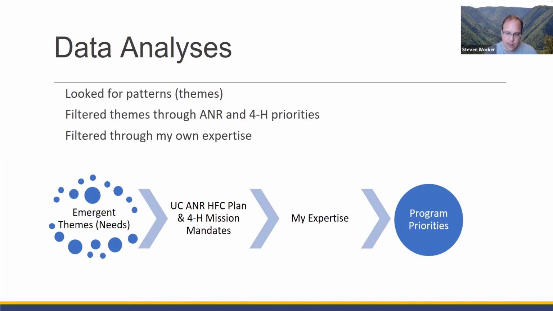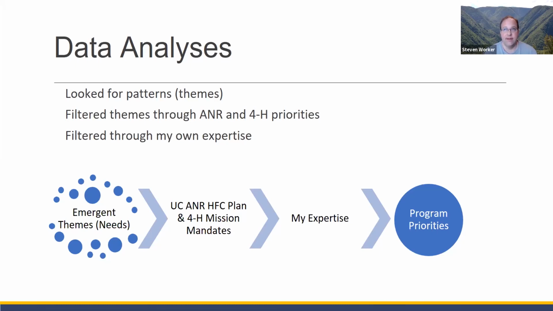After collecting and looking through the secondary data, the semi-structured interviews, looking for patterns in those interviews and what emerged as key items across interviews, and looking at participant observations, I identified emergent themes. So what were the needs for those different clientele groups? I then filtered that through our ANR Healthy Families and Communities plan, because there were some priorities outlined in that plan. I filtered it through our 4-H mission mandates, and I also filtered it through my own expertise.